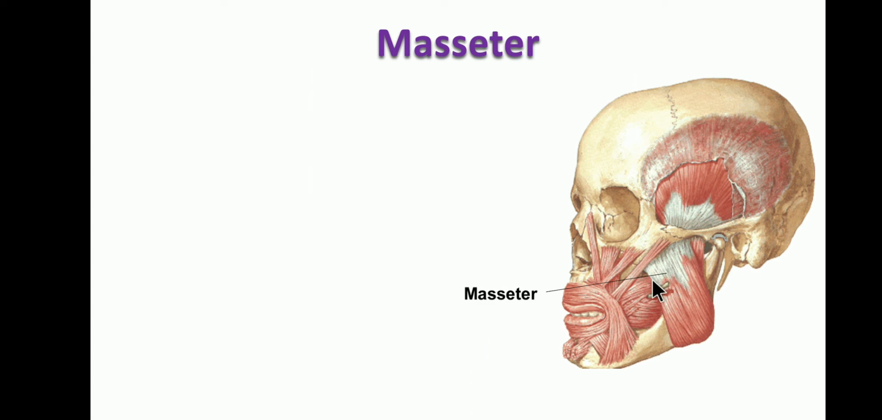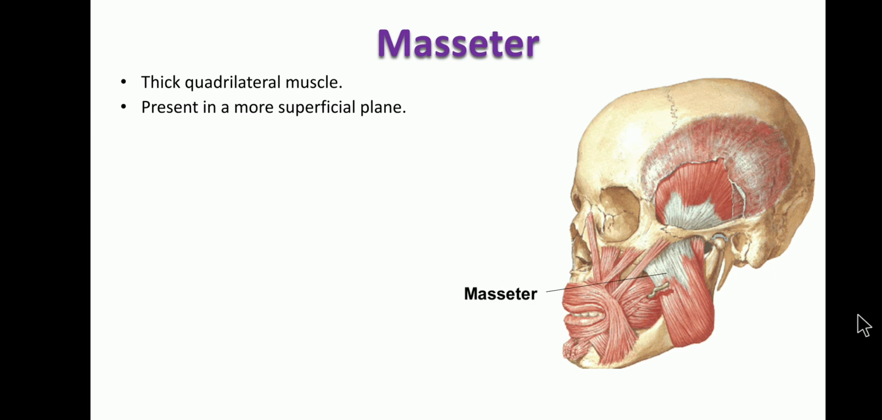So a short quadrilateral muscle, but a very strong muscle. Okay, it is a very thick quadrilateral muscle. The density of muscle fibers is abundant, and it consists of three sets of fibers. Okay, and it is present in a more superficial plane at a transition zone between your face and the parotid region.